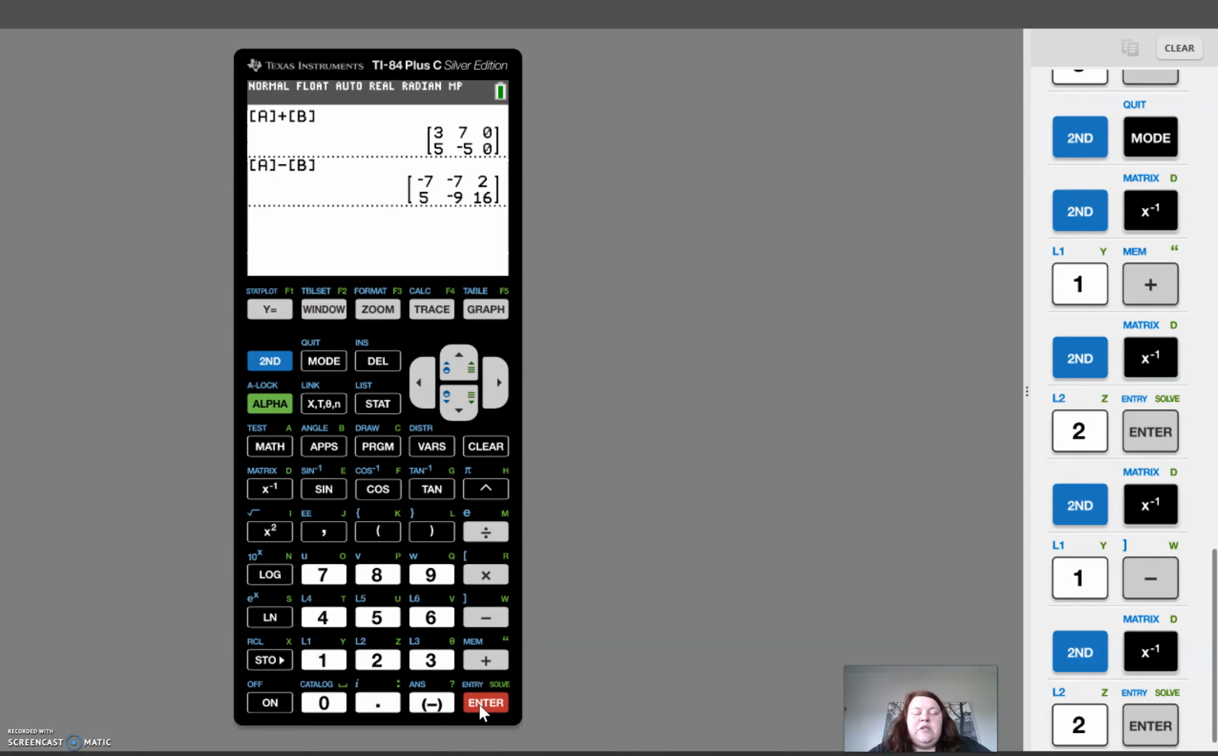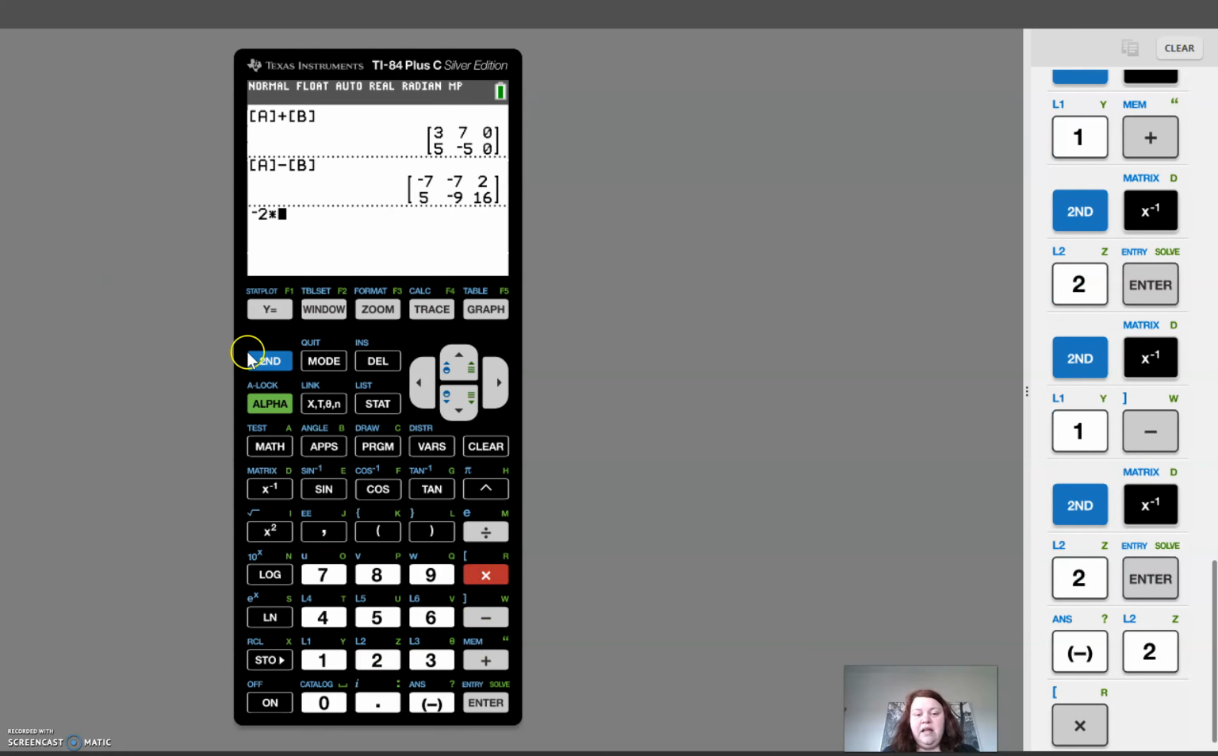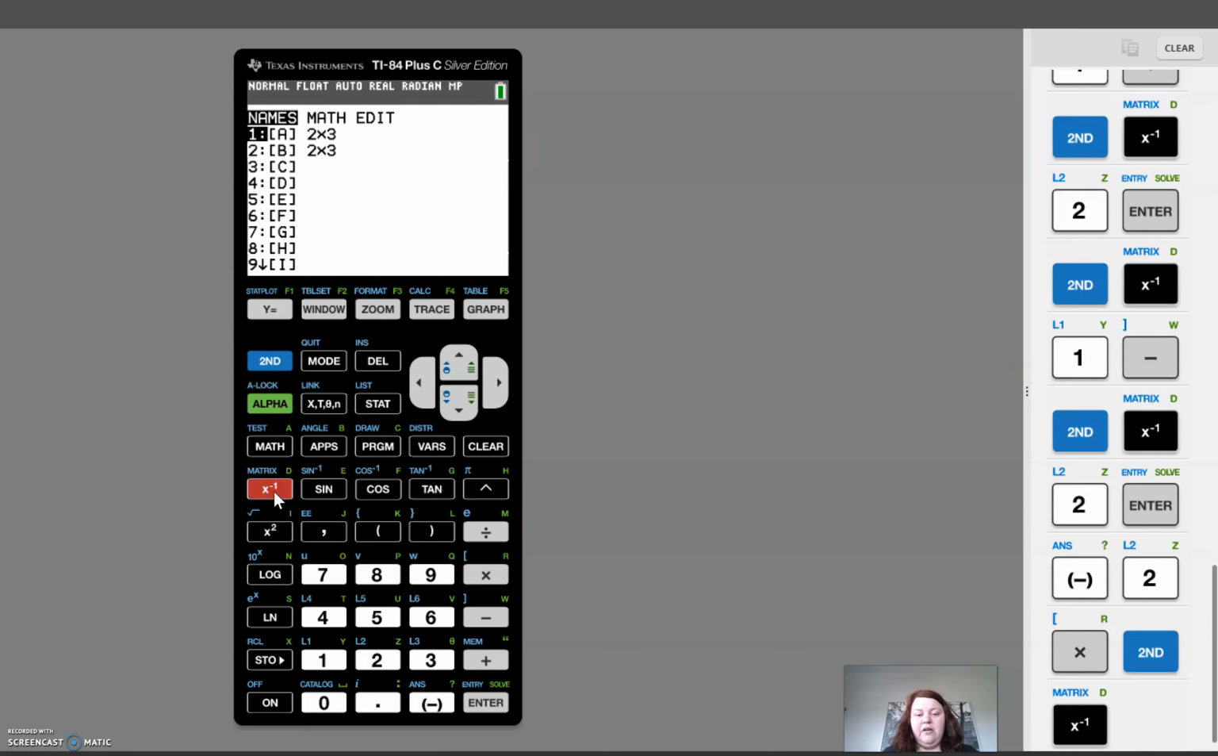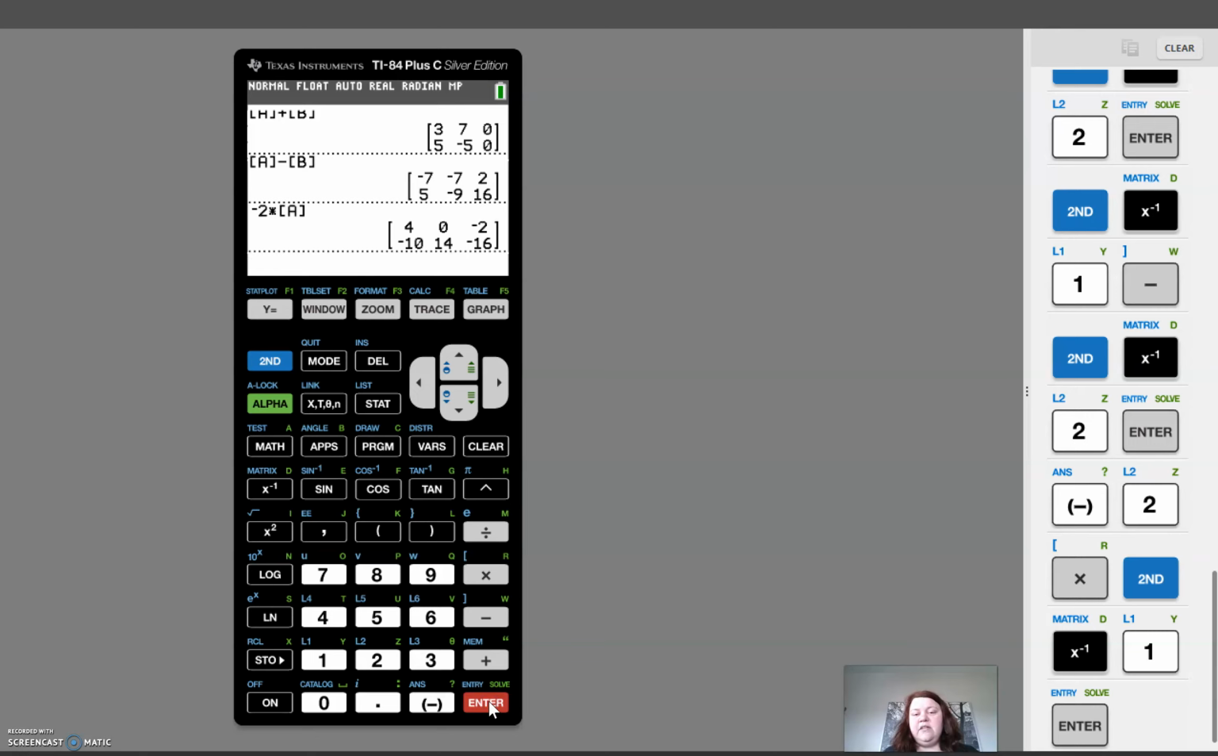Now let's say I wanted to multiply every number in the matrix by the same number. And if you look at your paper, they're choosing -2. So if you want to do that, your calculator is capable of doing that. So if we wanted to multiply by -2, go ahead and put my -2 in. You could use a multiplication symbol, but if you don't, it automatically assumes that you have a multiplication symbol. I'm going to go into second, X to the negative first. I'm going to choose option 1 because I want to multiply this by A. And I get 4, 0, -2, -10, 14, -16.